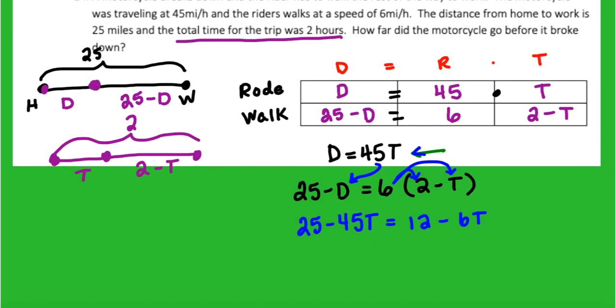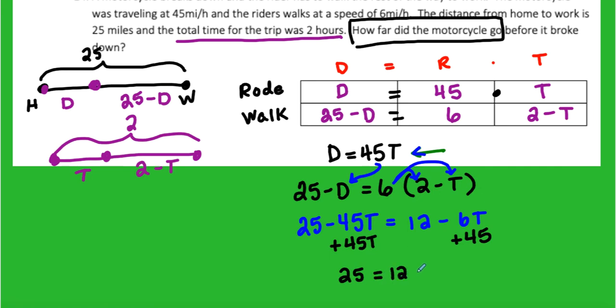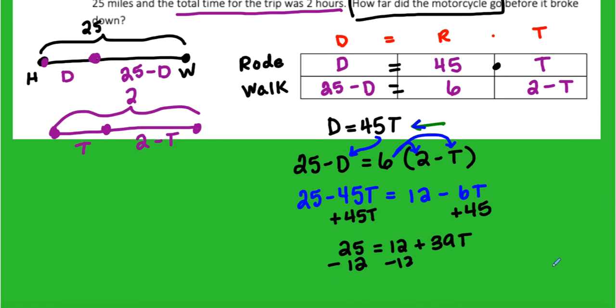All right, now we solve for T because we're wanting to find the time to help us find the distance, because the question's actually asking how far did the motorcycle go before it broke down. So we're going to isolate T, so I'm going to bring the 6T to the other side. That's giving me 25 equals 12 plus 39T. I'm going to subtract 12. And that's going to give me 13 equals 39T.